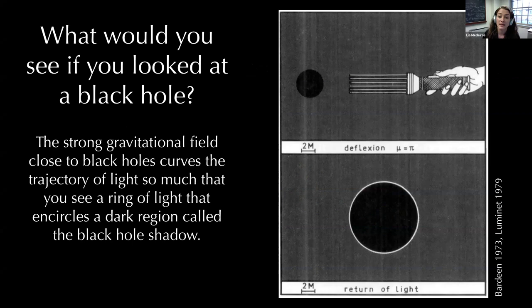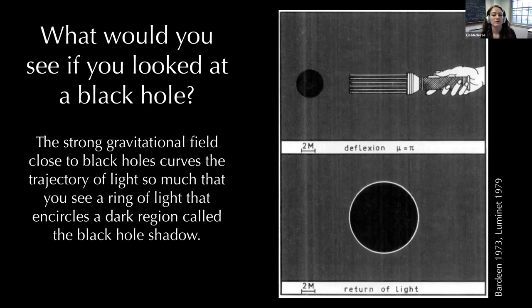And so what you're seeing in this figure here on the right, this is from one of those original papers, and what they're calculating is what you would see if you were to look at a black hole, if there was somebody shining a flashlight on that black hole. And what they calculated is that you would see a bright ring that would encircle a dark region. That dark region is what we now like to call the black hole shadow.